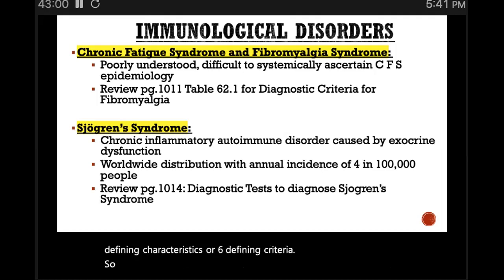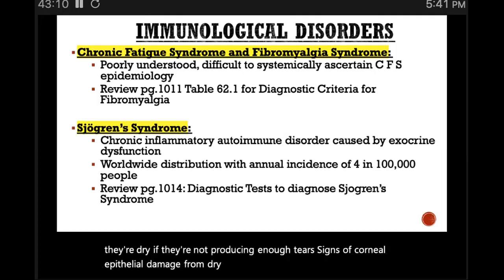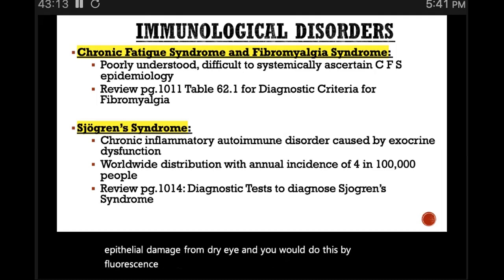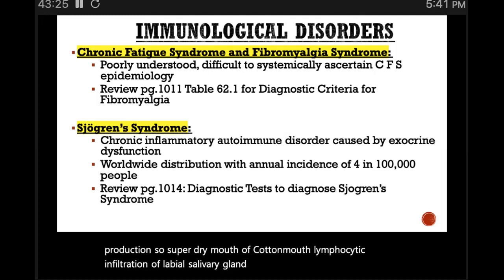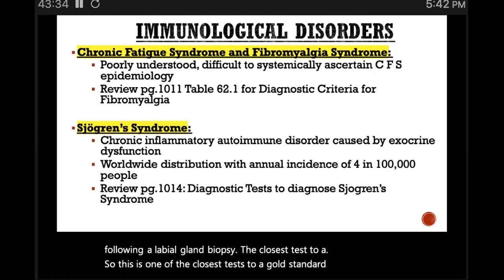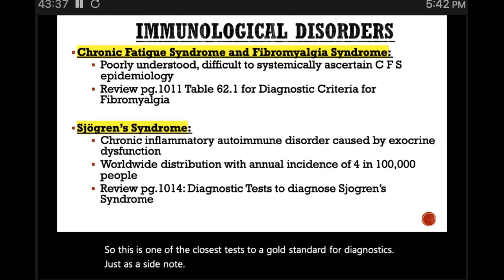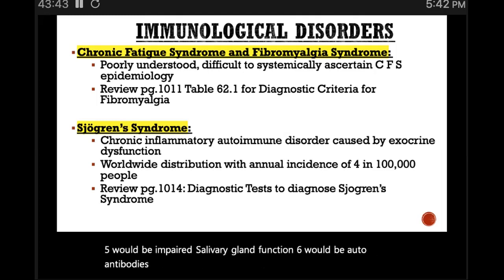So the first one would be inadequate tear production. So that's, again, they're dry. They're not producing enough tears. Signs of corneal epithelial damage from dry eye, and you would do this by fluorescent staining or slit lamp examination. Decreased saliva production, so super dry mouth, cotton mouth. Lymphocytic infiltration of labial salivary gland tissue on histopathology following a labial gland biopsy. This is one of the closest tests to a gold standard for diagnostics, just as a side note. Number 5 would be impaired salivary gland function. Number 6 would be autoantibodies, including an anti-Ro or an anti-La.